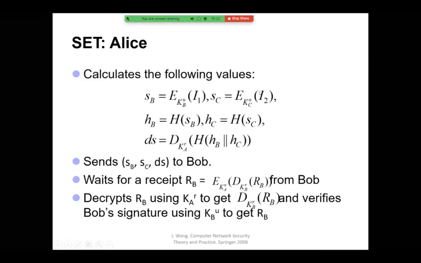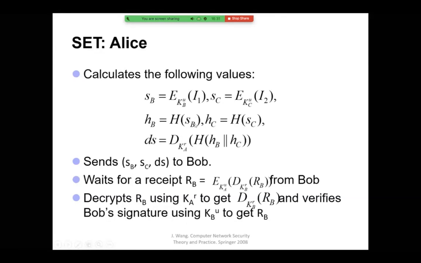And then Alice signs her payment info. Alice used Charlie's public key to encrypt this payment information, not signing, just encrypting. So basically what Alice does is encrypt I1, the purchase order, using Bob's public key, and encrypt the payment information using the credit card company's, or Charlie's, public key. So we call those SB and SC.